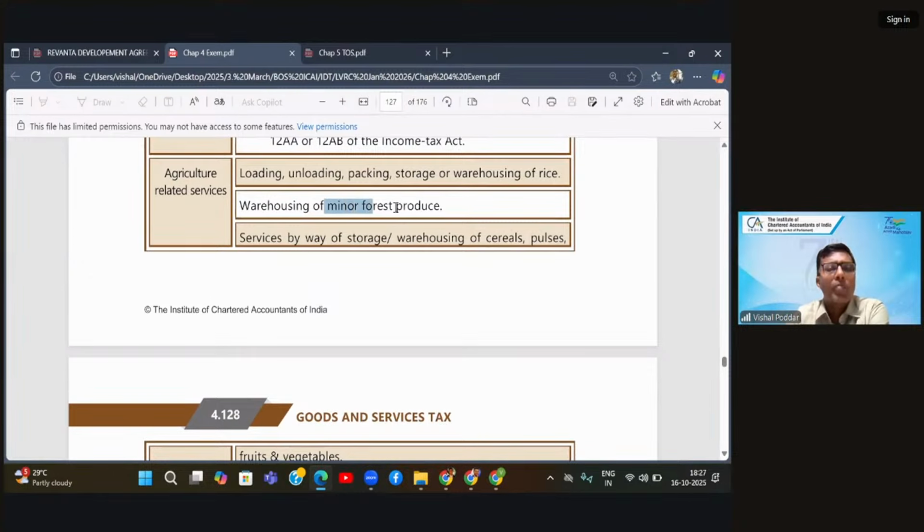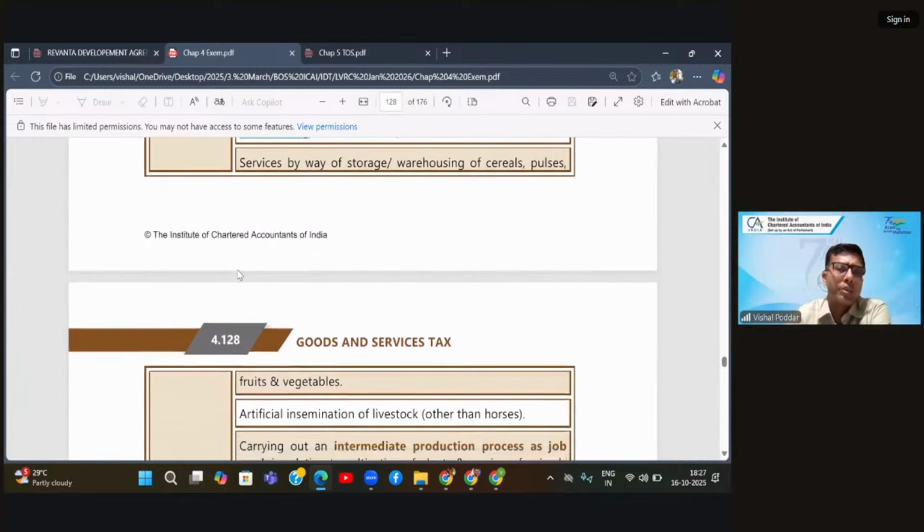Next, for minor forest produce, only one allied service is exempt, that is warehousing. Now see, there are two kinds of forest produce, major and minor. In major, all the wood will be covered. In minor, the plant, the leaves, the fruits, these are all covered. That is what is minor forest produce. Next, again, the services of storage or warehousing is exempt.